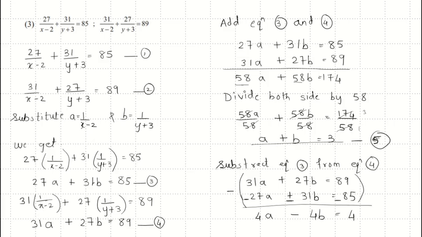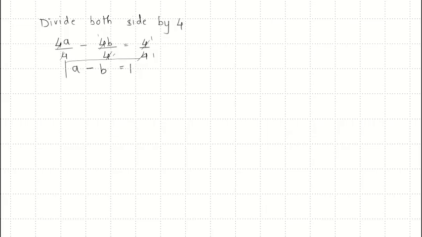Now if you see, 4 is common in all the places, so we will divide both sides by 4. After dividing, 4a upon 4 minus 4b upon 4 is equal to 4 upon 4. We get 4 ones are a minus b is equal to 1. So now we have a minus b is equal to 1. Let us mark this as equation number 6.